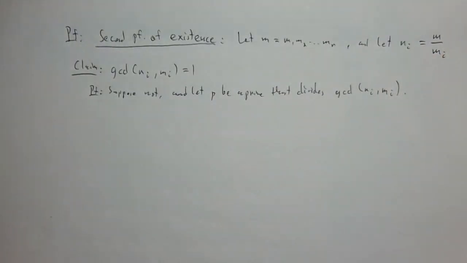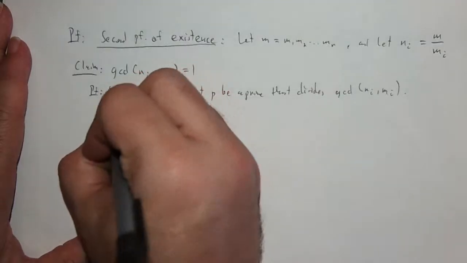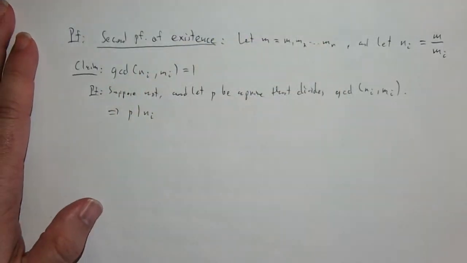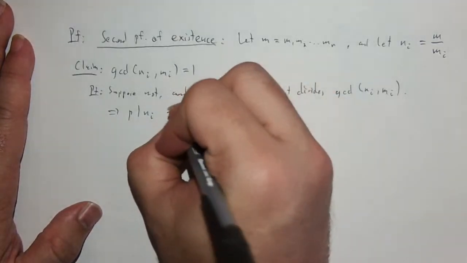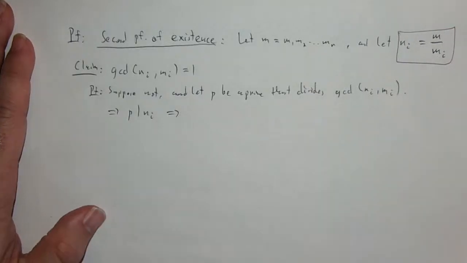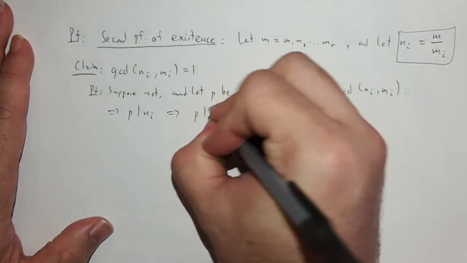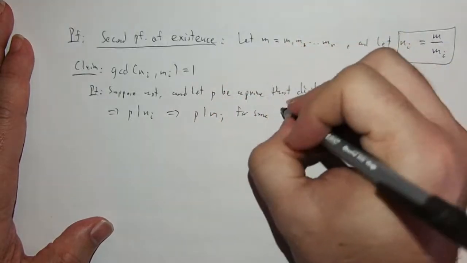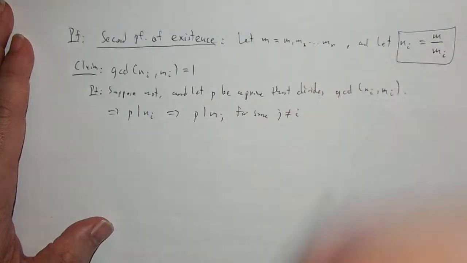Well, since it divides the GCD, it has to divide all the n sub i's. P divides n sub i. Thus, P divides n sub i, with n sub i defined in this way. Then P divides m sub j for some j not equal to i.